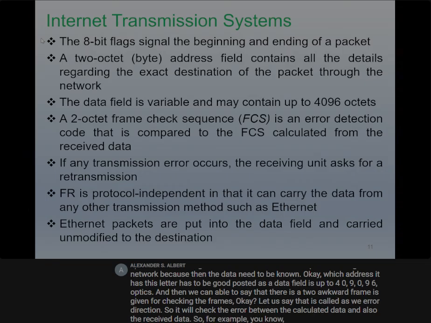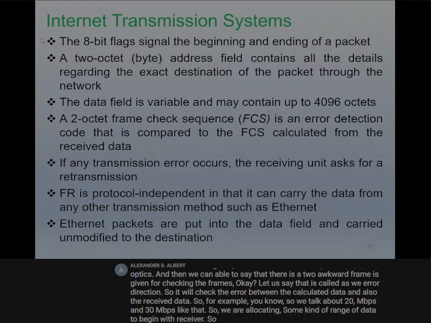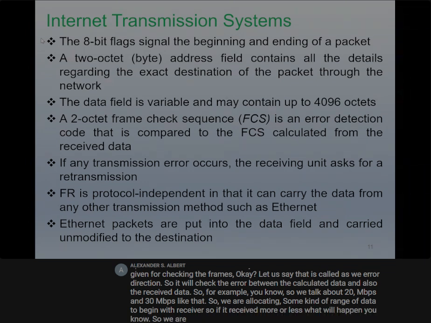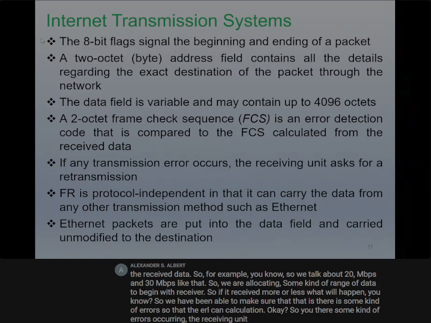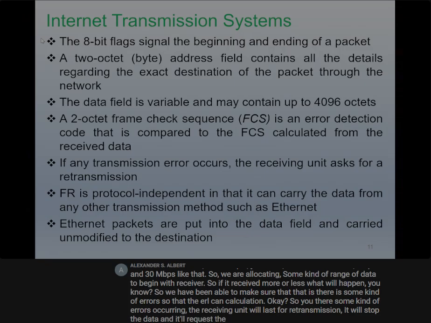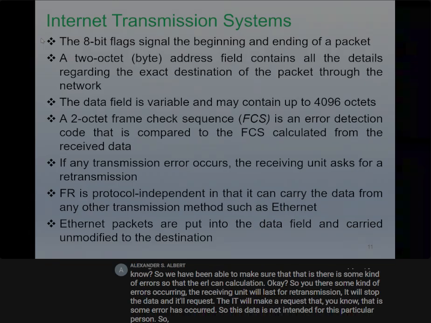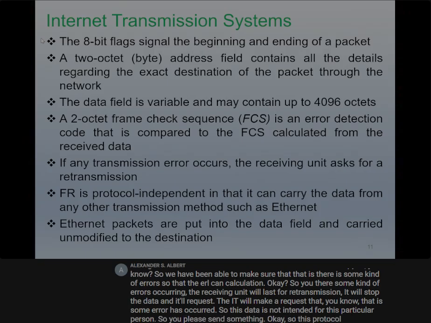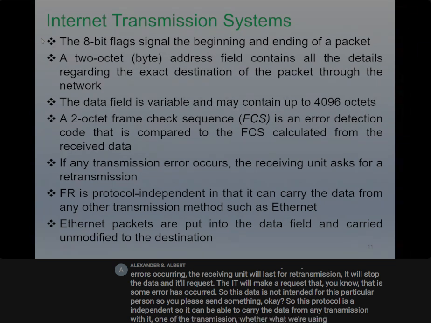For example, we talk about 20 Mbps and 30 Mbps. We allocate some range of data to be received. If it receives more or less, we can make sure there is some kind of error, so that is error calculation. If an error occurs, the receiving unit will ask for retransmission. It will stop the data and make a request that some error has occurred, this data is not intended for this particular person, so please send it again. This protocol is independent, so it can carry the data from any transmission method. One transmission method we use for our internet is Ethernet.